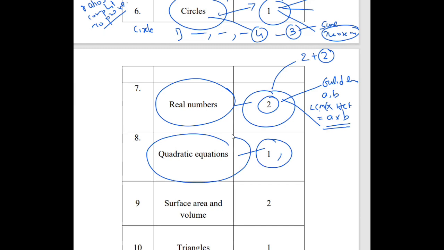Generally it might be 1 or 2. So here your focus should be on practicing the concept of discriminant. They can definitely ask a question on the discriminant concept, that discriminant is equal to b square minus 4ac.